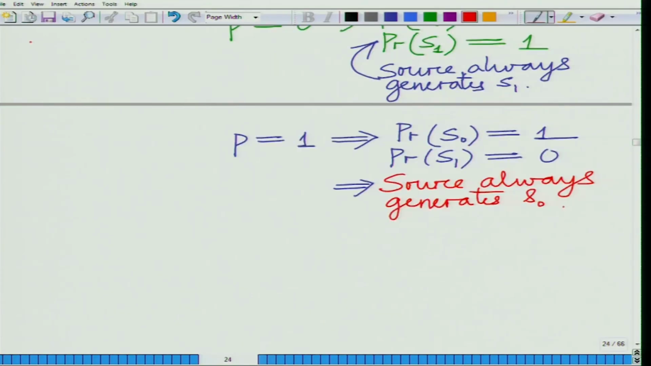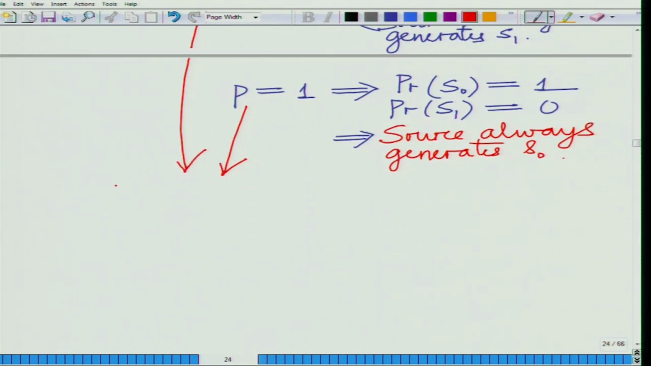Now, let us look at when the maximum entropy occurs, or when the maximum average information per symbol occurs for the source. In both these cases, p equal to 0 and p equal to 1, there is no uncertainty.